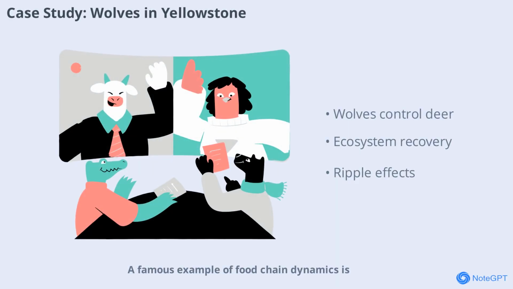A famous example of food chain dynamics is the reintroduction of wolves to Yellowstone National Park. Wolves helped control deer populations, which allowed plants and trees to recover. This, in turn, benefited other animals and even changed the course of rivers. It's a powerful reminder of how one species can shape an entire ecosystem.